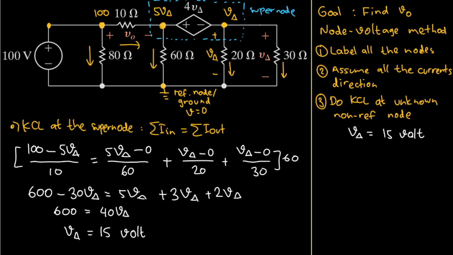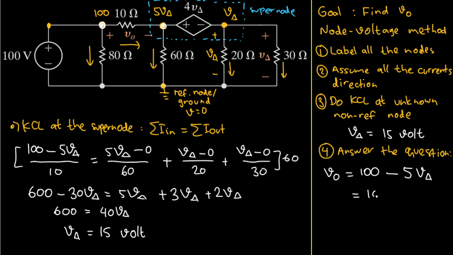Okay, but the question does not ask us about V delta, but V0. So the last step will be to answer the question. Okay, what is V0? V0 is this voltage here. So I'll have V0, and that will be the difference between this node here, which is 100, minus this node here, which is 5 V delta. Now we can just plug in V delta.